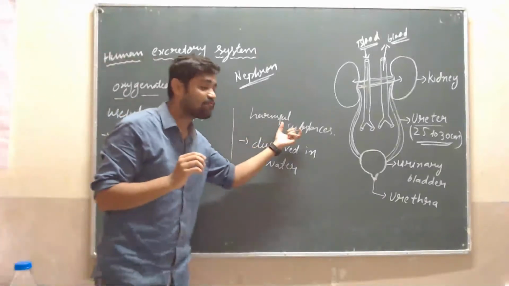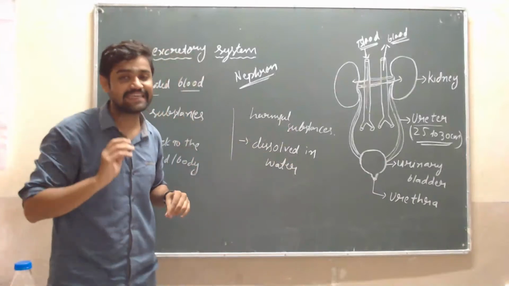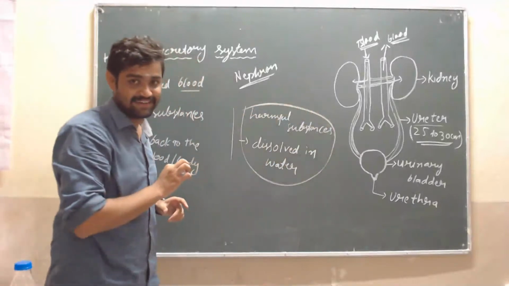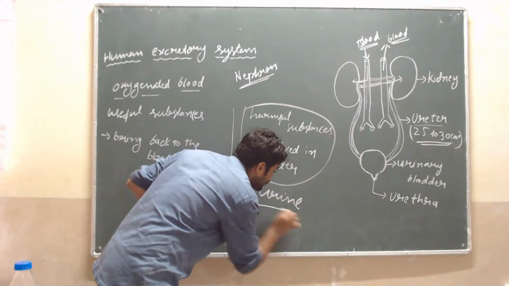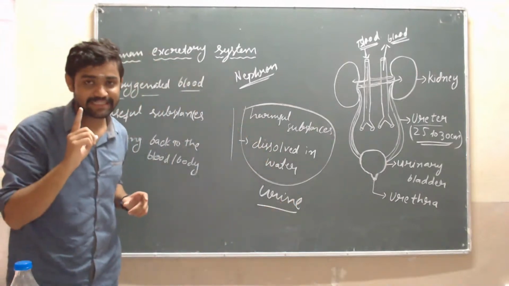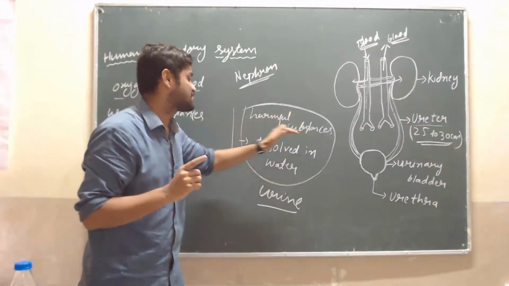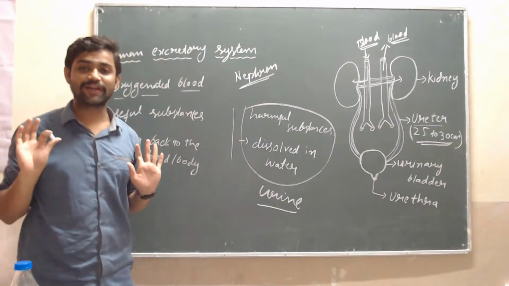Then what about the harmful substances? They are dissolved in the water, and this water with dissolved substances is called urine. Are you getting my point? It is simple and easy. These harmful substances will dissolve in the water, and that is called urine.